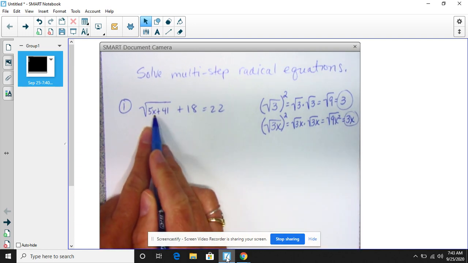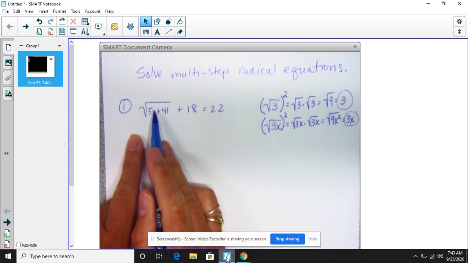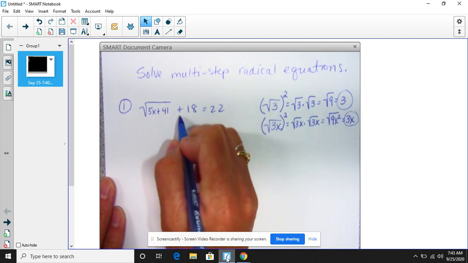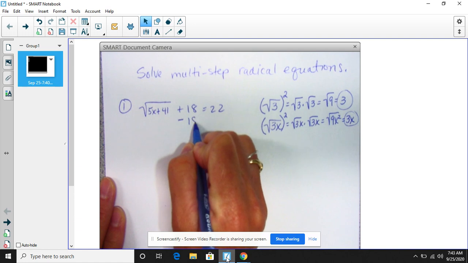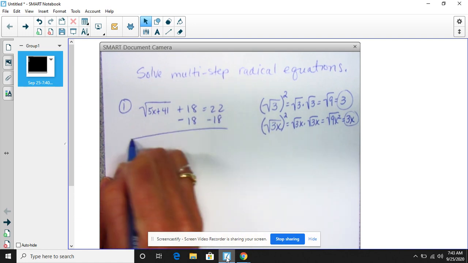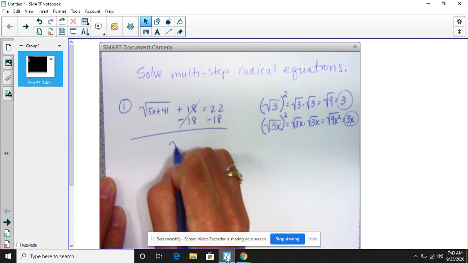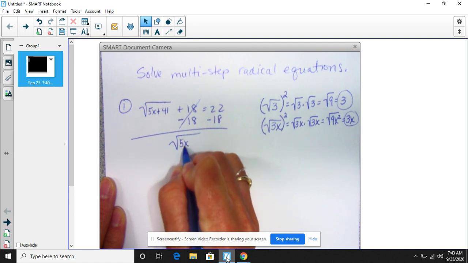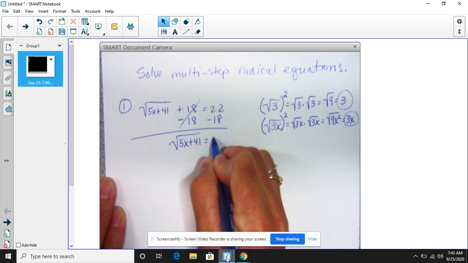So when we're solving for x here, we want to get x by itself, but we have to get rid of the radical too. But the first thing we have to do is just move this over to the other side. Subtract 18 from both sides, and that goes away. And then you get the square root of 5x plus 41 is equal to 4.